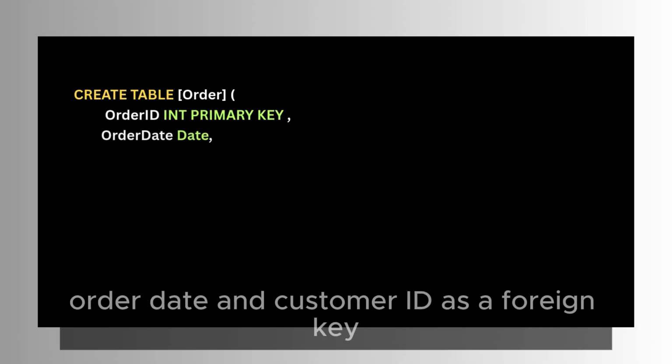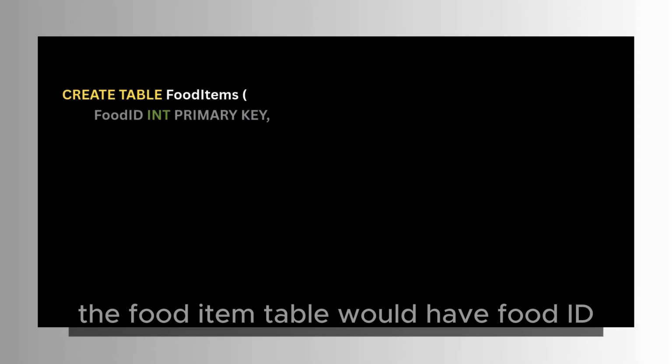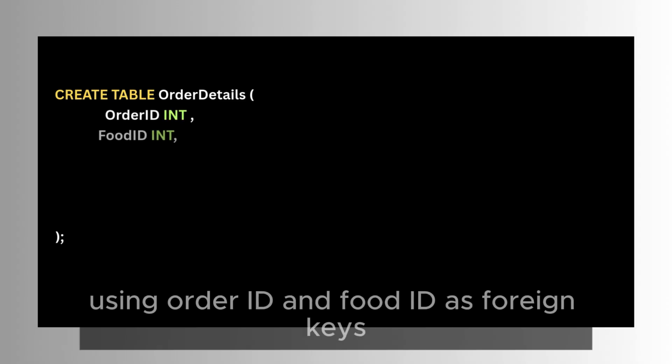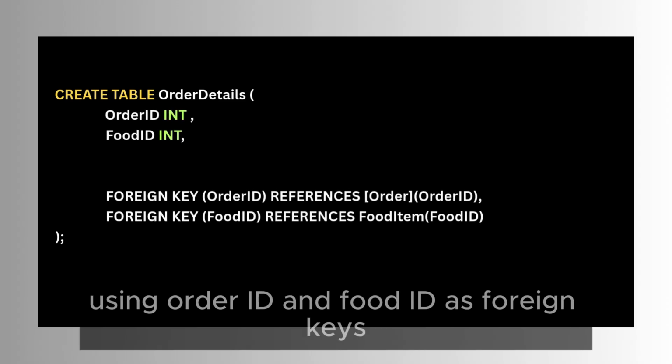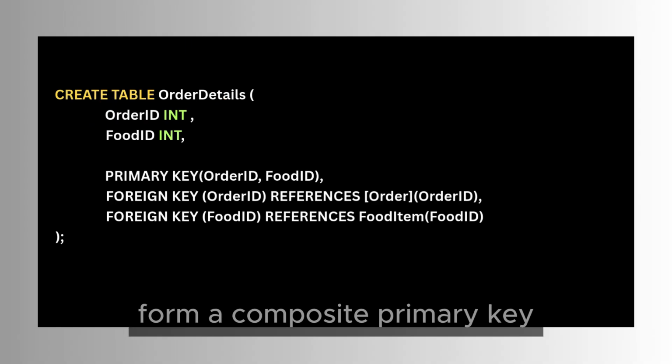The order table would include order ID, order date, and customer ID as a foreign key. The food item table would have food ID, item name, and price. Finally, the order details table would link orders to food items using order ID and food ID as foreign keys. Order ID and food ID together form a composite primary key, along with a quantity field.